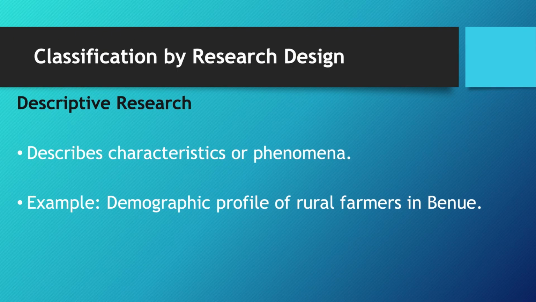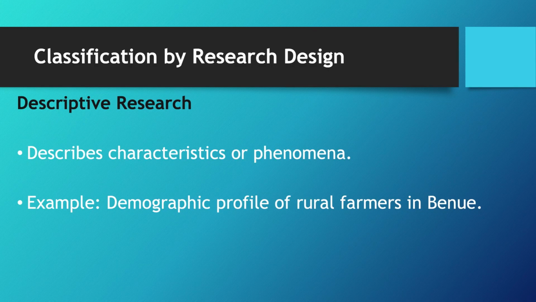Now we have classification by research design. When we talk about classification by research design, what do we mean? We mean we're trying to describe the characteristics of a phenomenon. An example is a demographic profile of rural farmers in Benin State. So you are trying to just describe; it is a descriptive research. What are the properties of these people? What do they have in common? What do they share? What can we say about them? That is an example of a descriptive research.